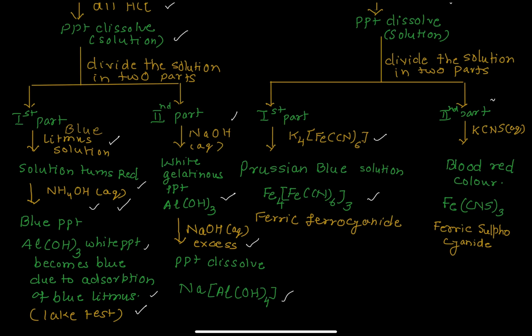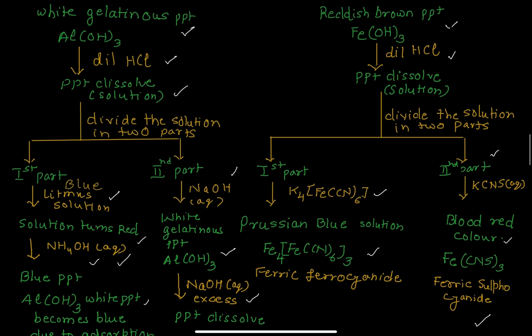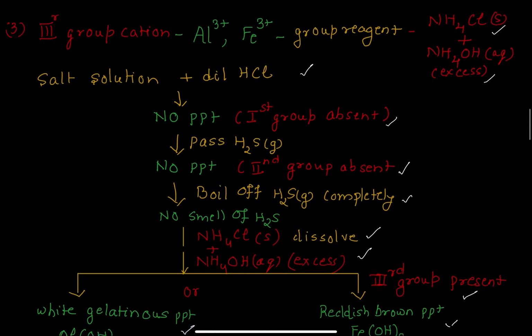To the second part of the solution, add either potassium thiocyanate or ammonium thiocyanate solution. After adding it, a blood red colored solution is obtained due to the formation of ferric thiocyanate complex, or ferric sulfocyanide, and this confirms the presence of Fe3+ ion in the given salt. In this way we have studied the flow chart for the analysis of third group cation, that includes Al3+ ion and Fe3+ ion. Thank you.